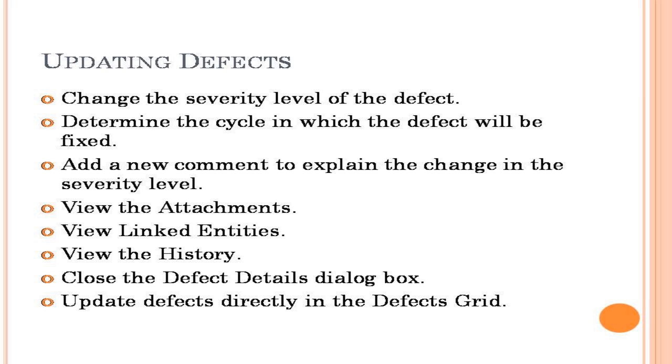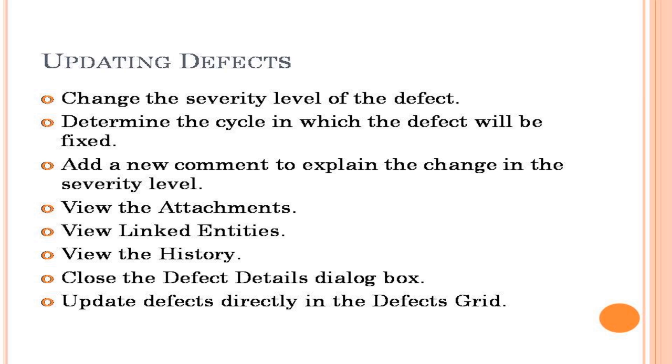8. View the history. Click History on the sidebar to view the history of changes made to the defect. For each change, the grid displays the date and time of the change, and the name of the user who made the change. You can expand a change to view a list of fields modified during the change. For each field, the grid displays the old value and the new value.